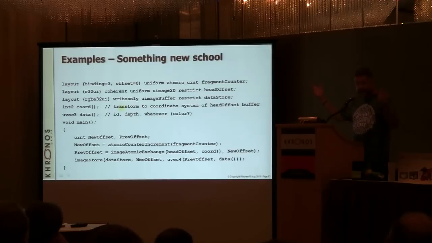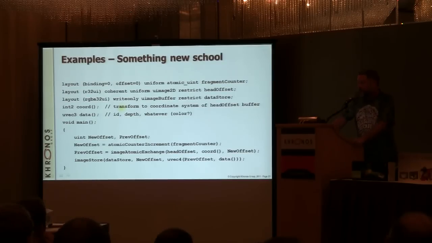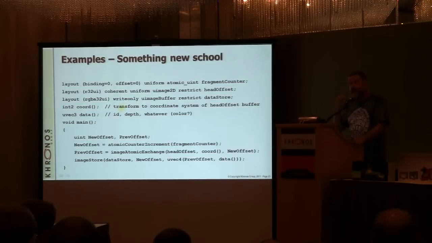Layout, binding equals 0, offset equals 0. Again, we're just telling you where this counter lives. Uniform atomic uint fragment counter. We're going to have one buffer, which is the uimage2D. It's going to be 32-bit unsigned integers. We're going to restrict it, because this is the only thing that's going to be there, and we're going to make it coherent to make sure that every other fragment sees the same ones, because I have to make sure that the other fragments that are coming behind me don't get the wrong value there.